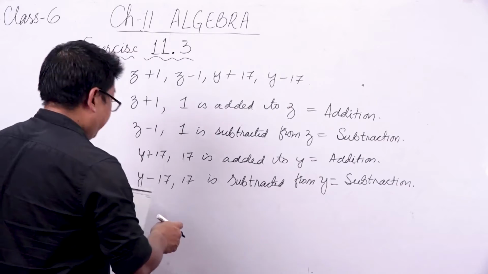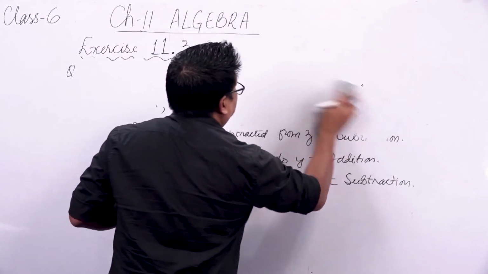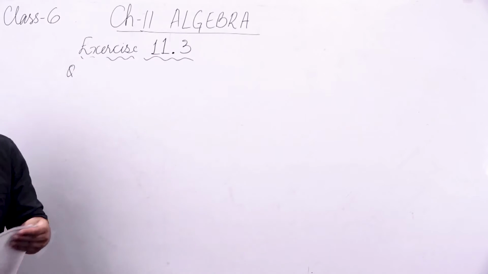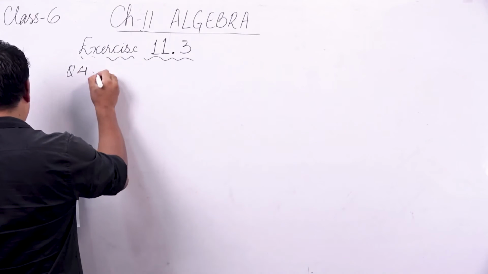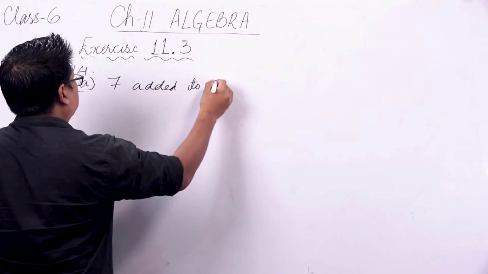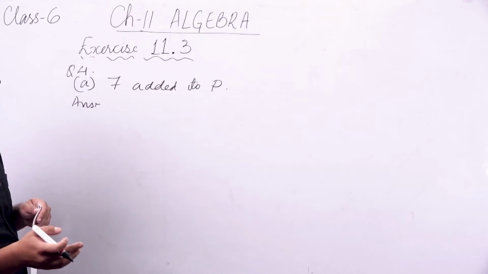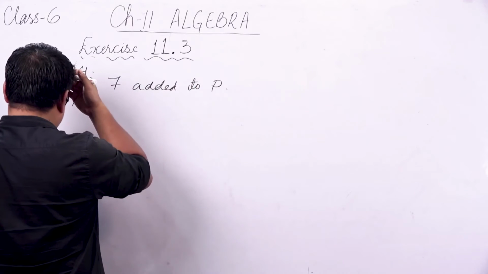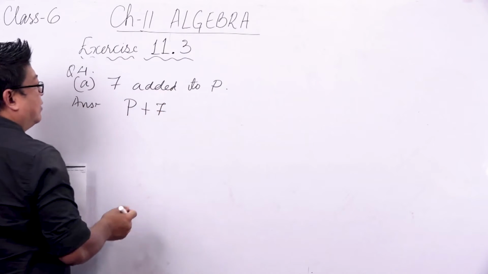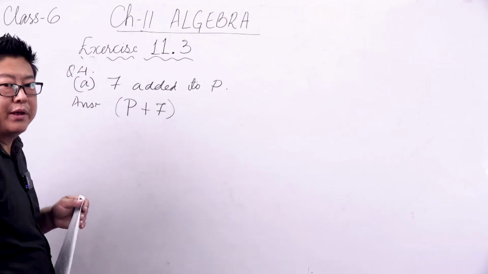Question number 4, give the expressions for the following cases. Some cases have been given below. We have to find the expression. So let's look at question number 4a. 7 added to p. We have to write it as an expression. So p plus 7. So 7 is added to p, right? So this is your expression.